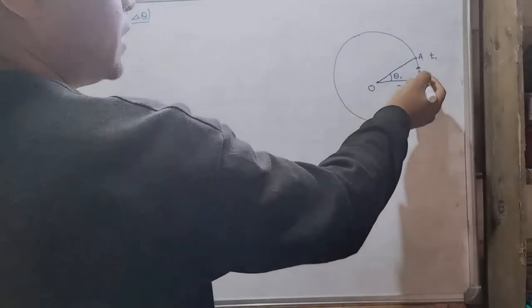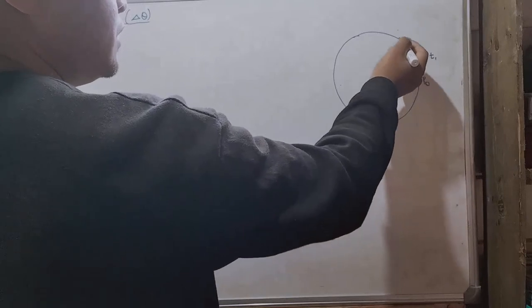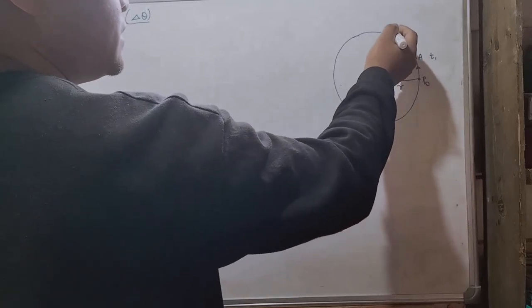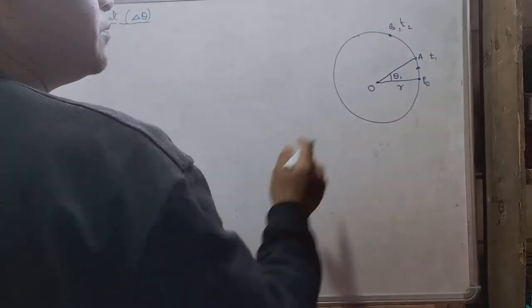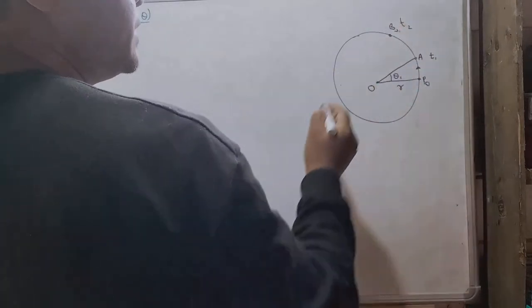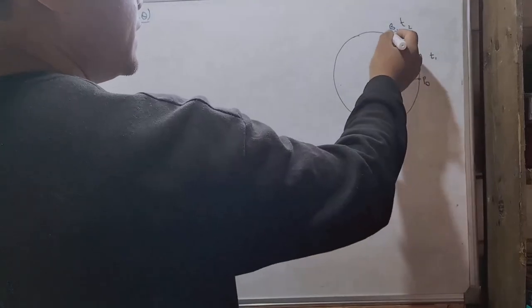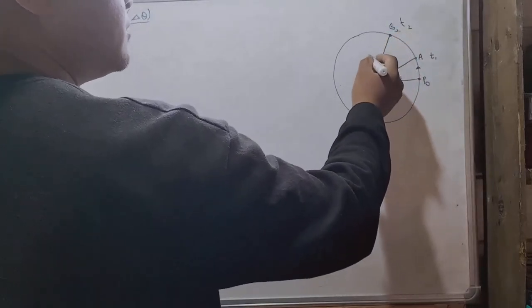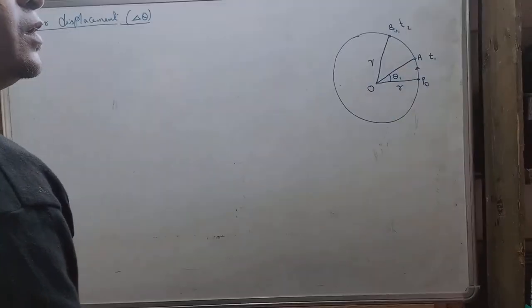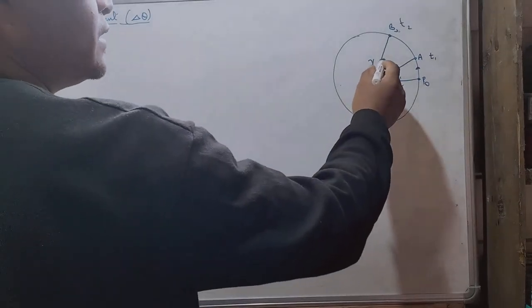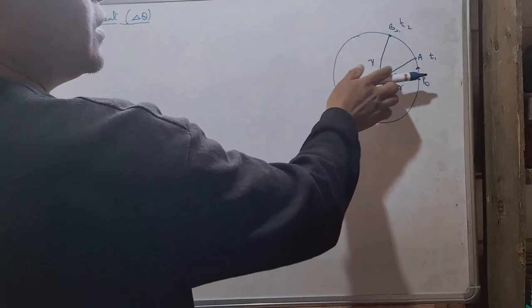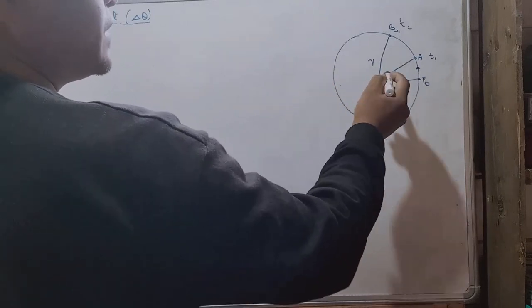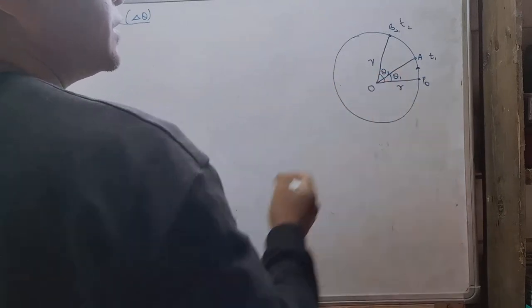Now as the particle moves along the circumference, at a later time, let's say t2, the particle reaches a point B, and this radius becomes like this. So this angle, with respect to the initial position of the radius vector, is theta 2, let's say.